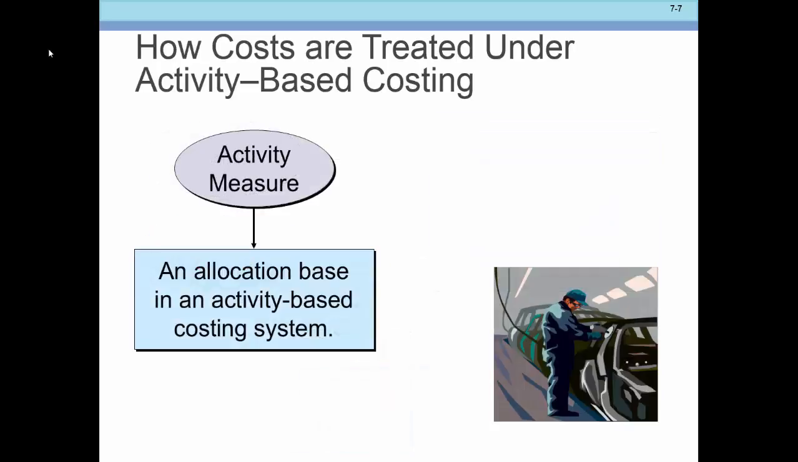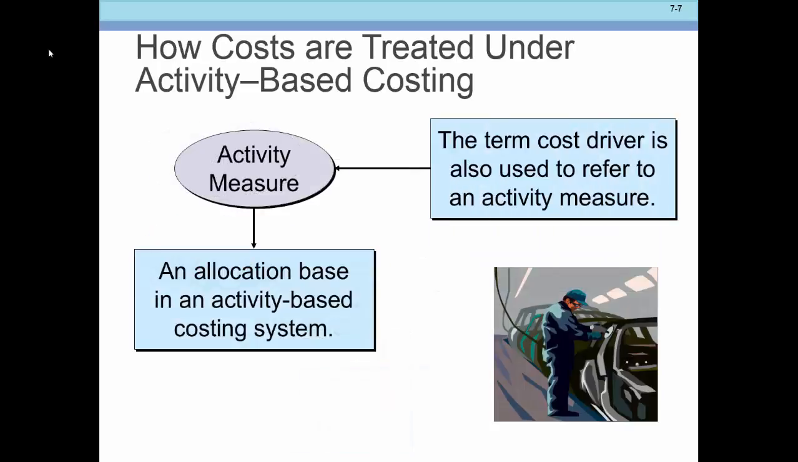And so we're going to have the cost driver, and we'll call it a cost driver. We could also call it an activity measure, and our allocation base is going to be that cost driver, whatever that is, activity measure, cost driver. You'll see it referred to as both here.